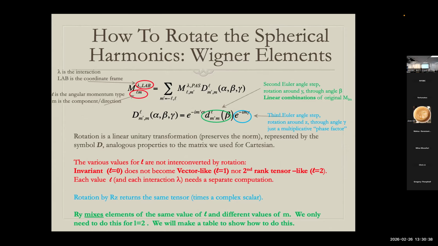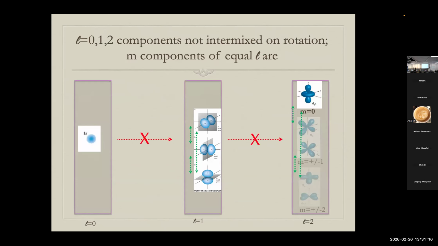It's just a linear remix of the M components. So rotation is a linear unitary transformation. It preserves the norm. It's represented by D in this case, not R. The various values for L are not interconverted. L equals 0 doesn't have to be rotated. Rotation by Z returns the same tensor times a complex number. The job of our Y in green here is to remix the elements of the same L and different M. And how much of each you get is a function of the angle.